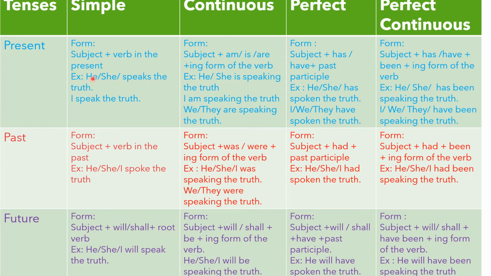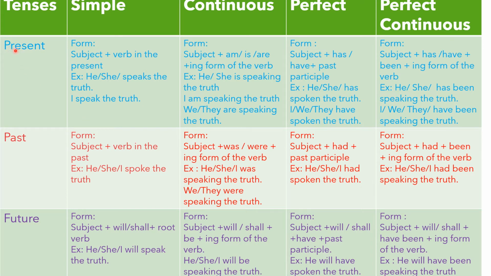So he is the subject, she is also the subject. So it is he speaks the truth, she speaks the truth. If the subject is I, then you will write I speak the truth. You will not say speaks. It is not I speaks the truth. It is I speak the truth. The verb speak has to agree with this subject.